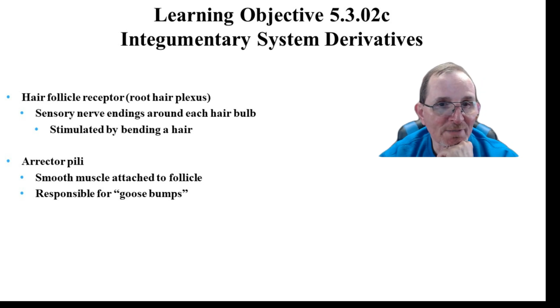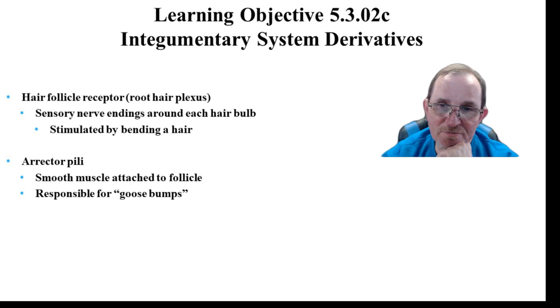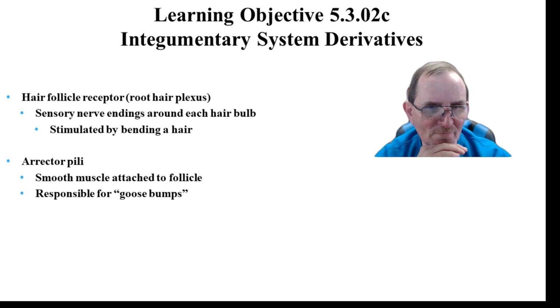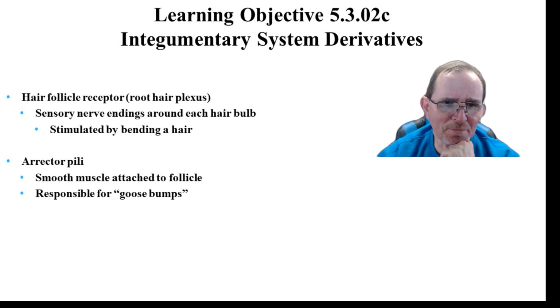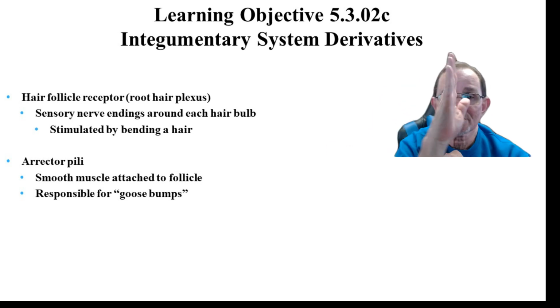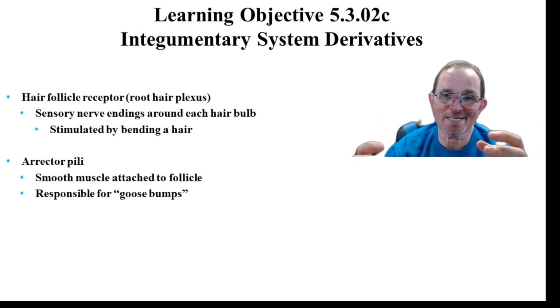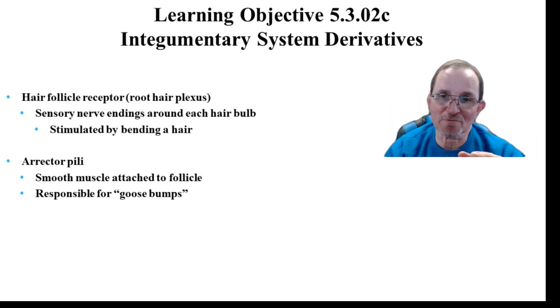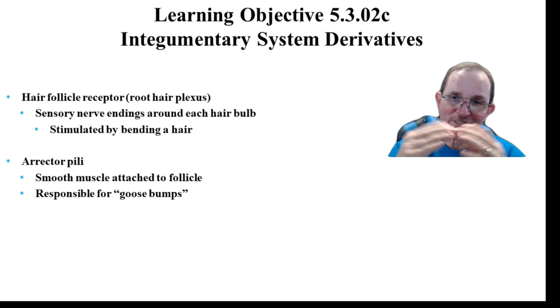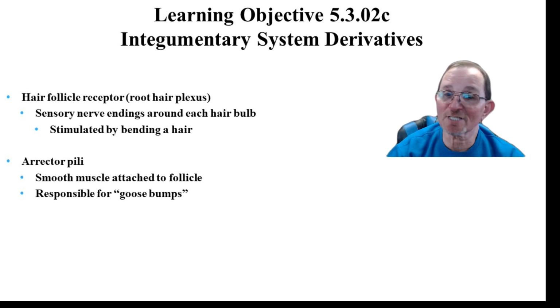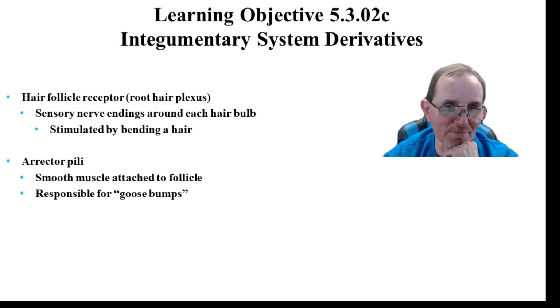I'm sorry, guys. Hair follicles have receptors, the root hair plexus. That's what we just got finished talking about, that these are sensory nerve endings that detect when the hair is moved. And even a light breeze that moves your hair, you can detect it. The erector pili is the muscle attached to the hair shaft that causes the hair to stand up straight, and when it does that, it pulls down on the skin around the hair shaft, which causes the skin to look like a bump, which is our goosebumps.